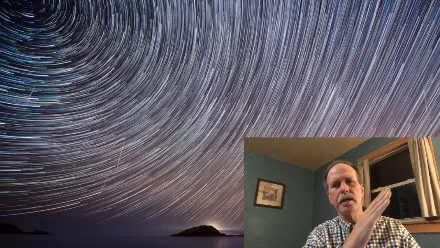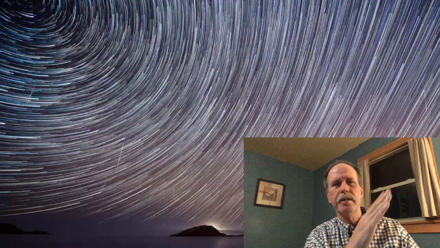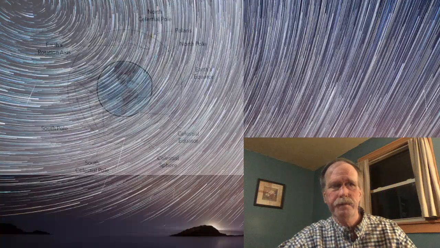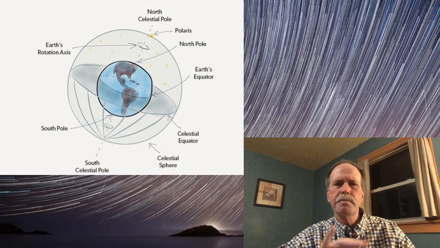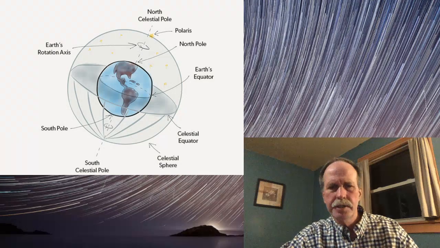Now in this case, you will actually see the celestial equator, where the stars are kind of going up in this direction at the right side of the photograph. Now the reason for that is probably best shown with this illustration.